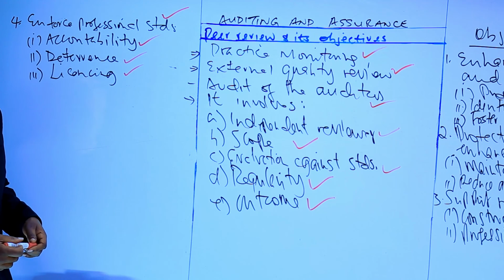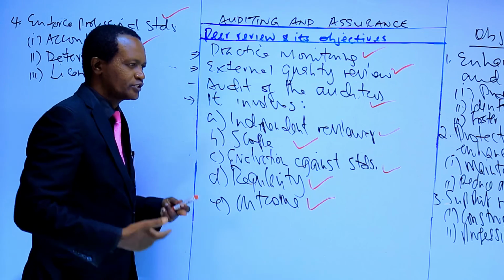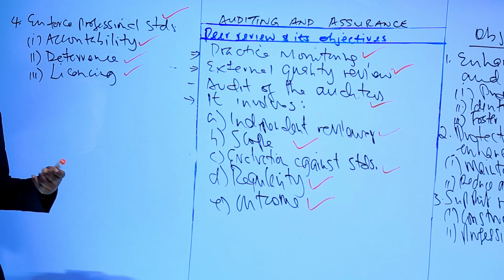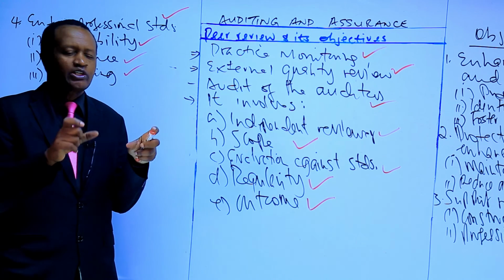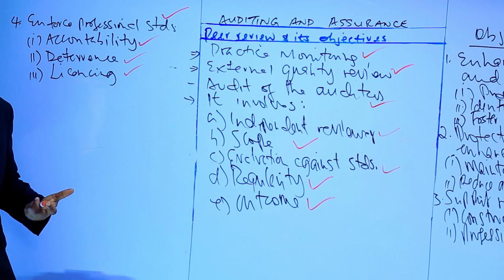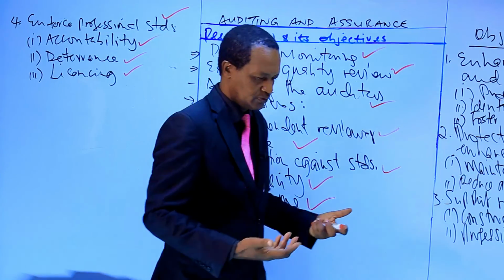So in closing, candidates, you should remember that peer review serves as an external independent validation of the firm's commitment to quality and also adherence to standards. It complements a firm's internal control procedures by offering an objective assessment and driving continuous improvement throughout the auditing profession.